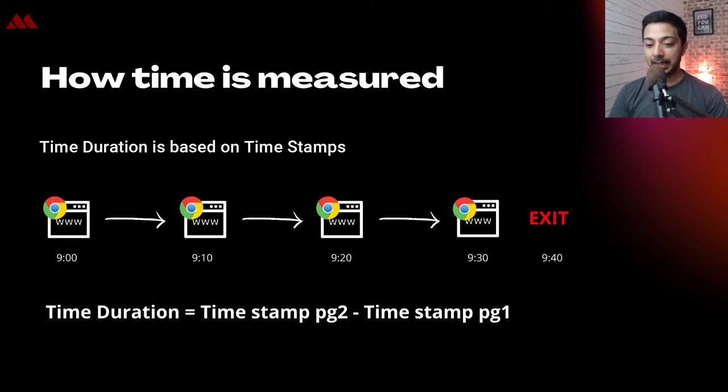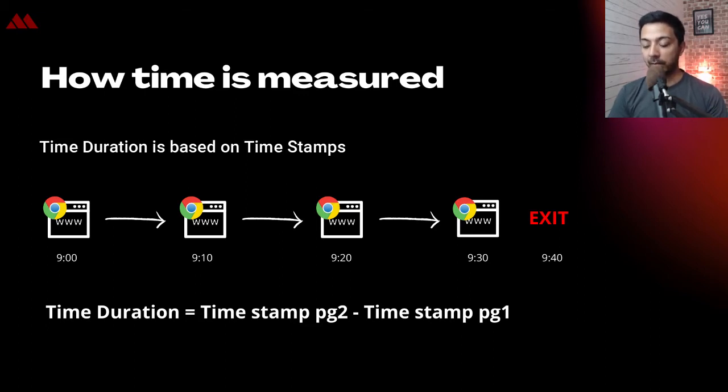So if we need to calculate the time duration for the first page, it will be the timestamp of page number 2 minus the timestamp of page number 1. So we can easily say that the time duration of page number 1 is 10 minutes, and the time duration of page number 2 is again 10 minutes. Same goes with page number 3. The time duration for this page is 10 minutes.